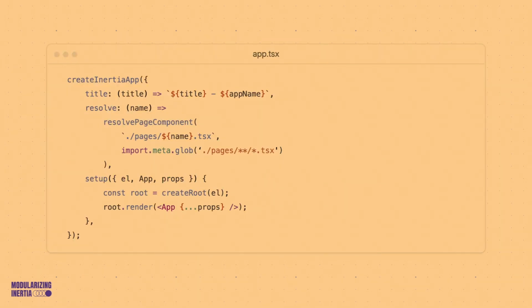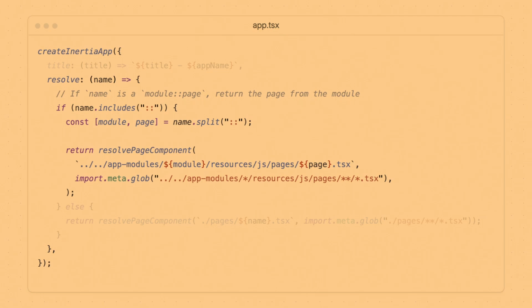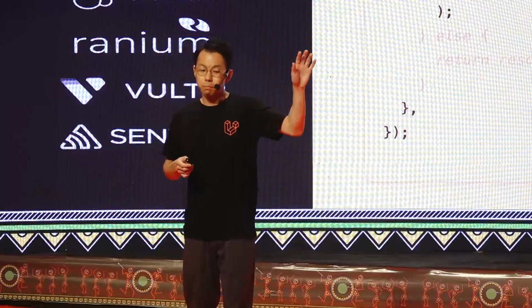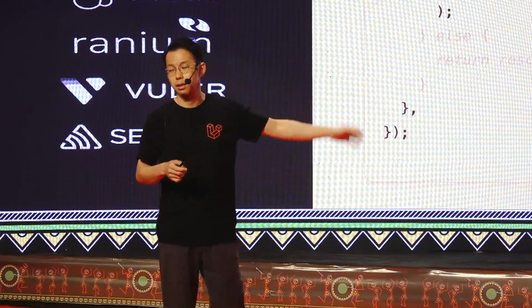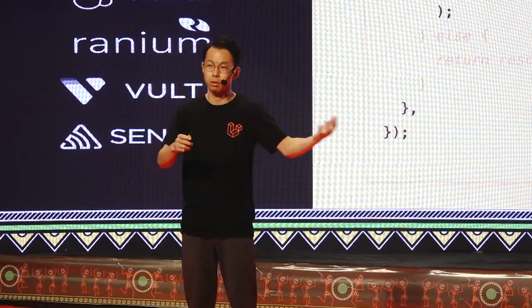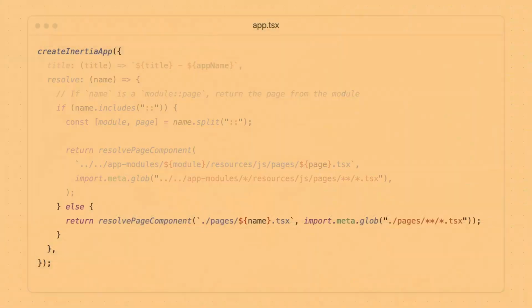And this is the entry point file to the Inertia application, which has the resolve function. It renders the Inertia component from the default folder. So we need to update this function to make it understand the modules. And this is the updated version of the function. Basically, if the component name includes the module prefix, it splits the name into a module and page. It renders the component from the modules folder. Otherwise, it falls back to the default folder and renders the Inertia component.